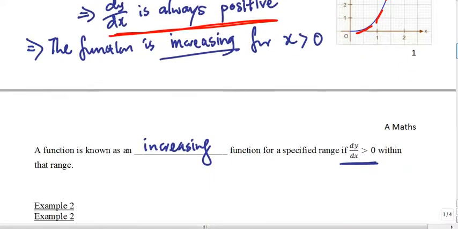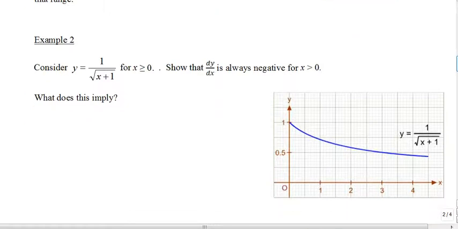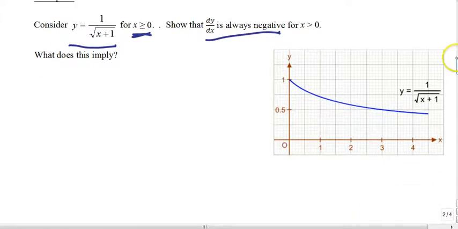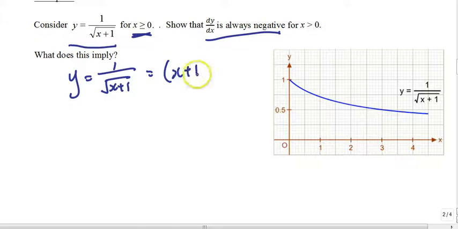Now, let's look at another example. Example 2. In example 2, you are given another function, for a specific range, x more than or equals to 0. And this time round, you're supposed to show that dy over dx is always negative. Alright, so let's try now to work out what dy over dx is. We know y equals 1 over square root of x plus 1. And to simplify this, I can write this as x plus 1 to the power of negative half.